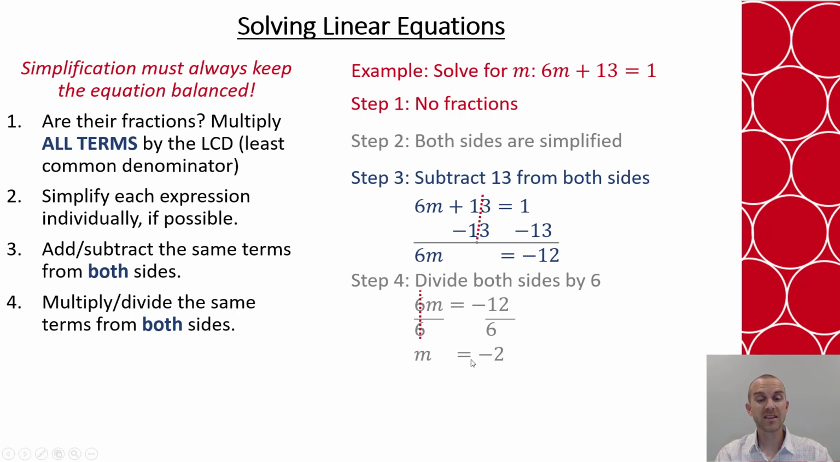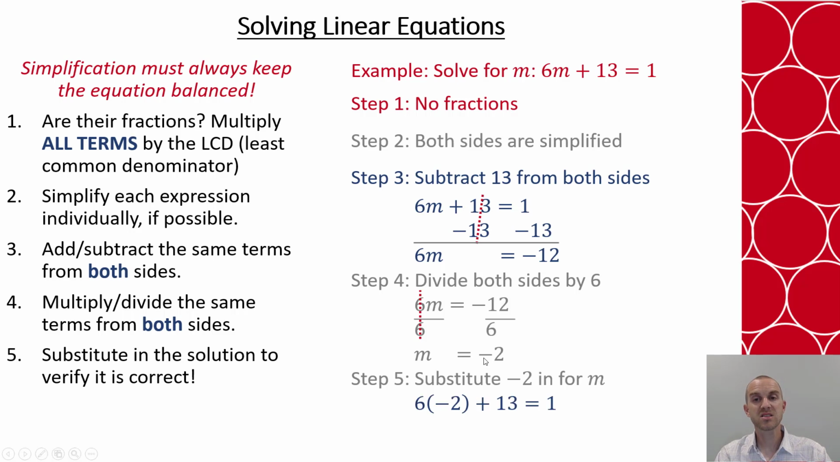So to verify that this is an accurate solution, I'm going to substitute in the negative 2. So 6 times negative 2 is negative 12. Negative 12 plus 13 is 1. My left side equals my right side. Therefore, it is the correct solution.